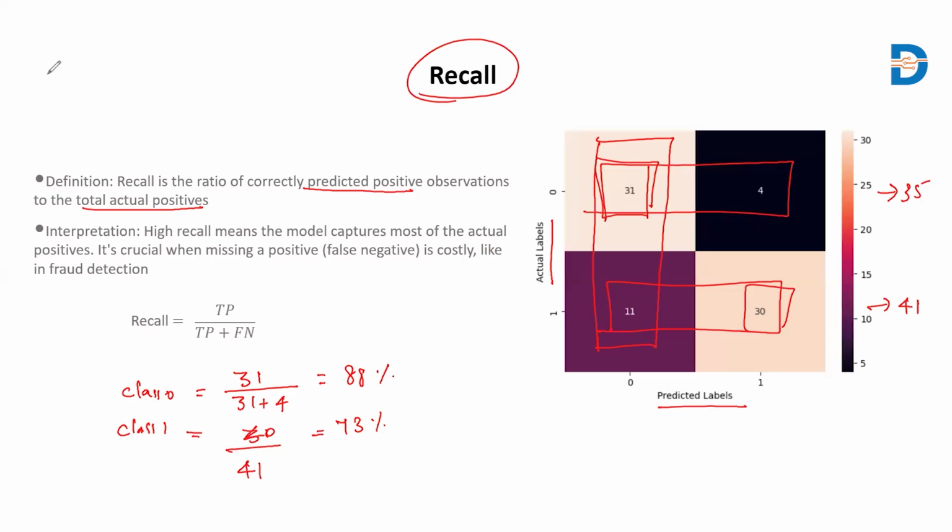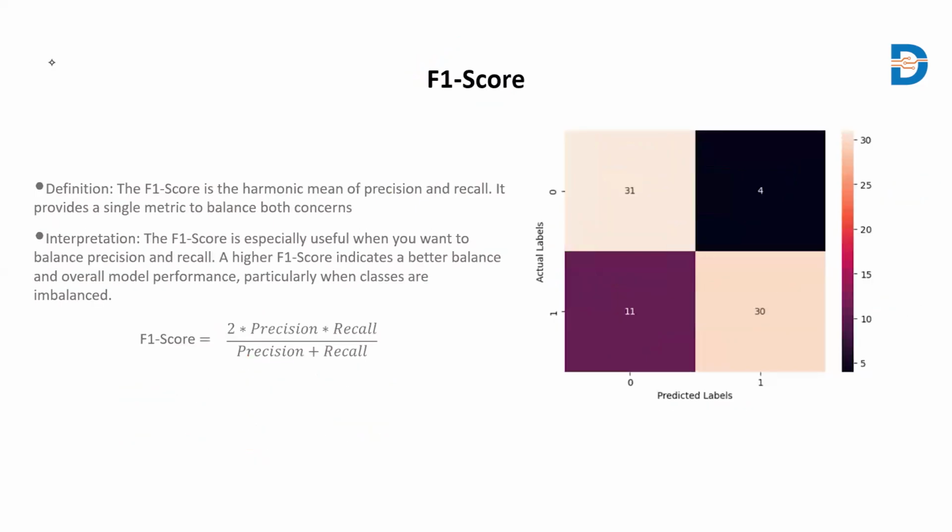Next, we are going to discuss F1 score. F1 score is nothing but the harmonic mean of precision and recall. So it balances both precision and recall. A higher F1 score indicates a better balance, and that the overall model performance is good. The formula to calculate F1 score is 2 times precision into recall divided by precision plus recall.